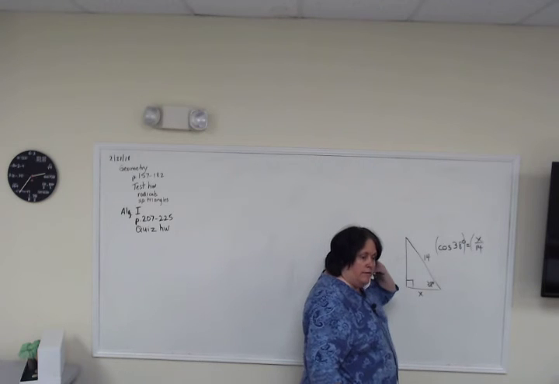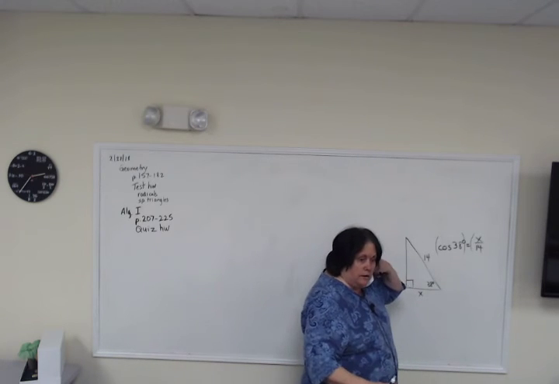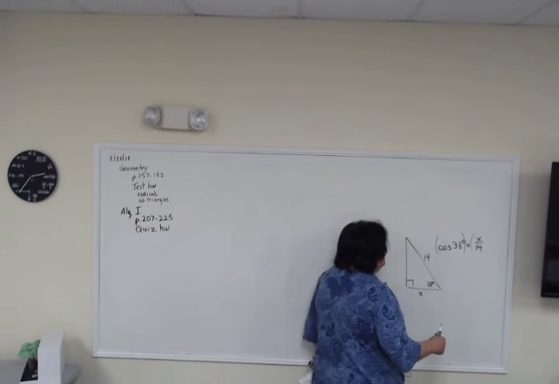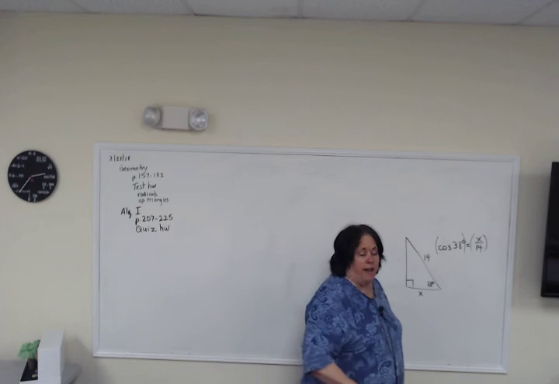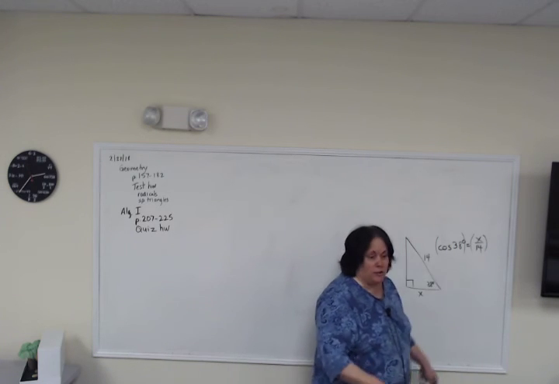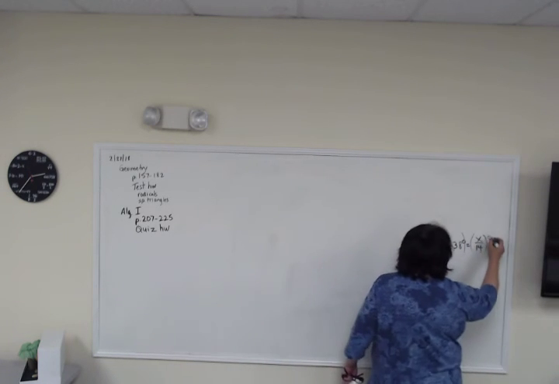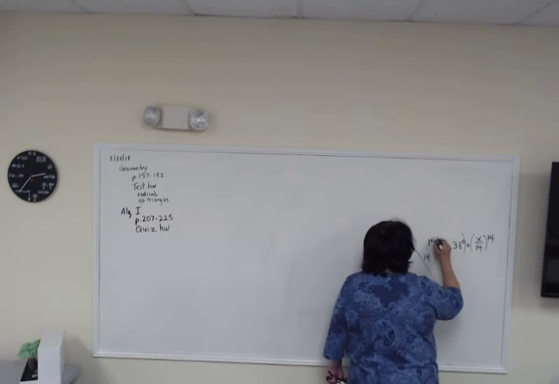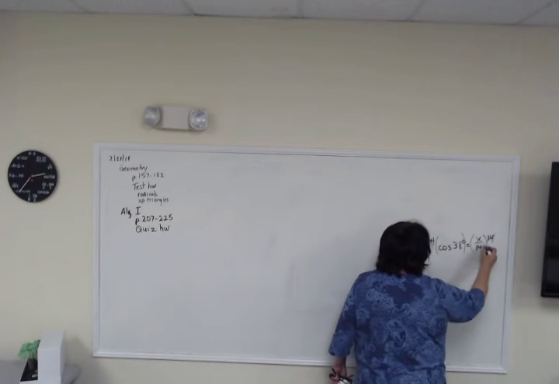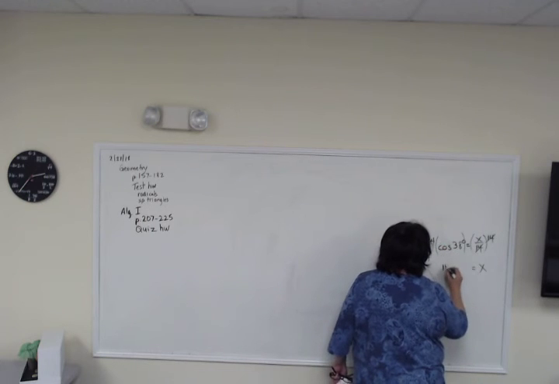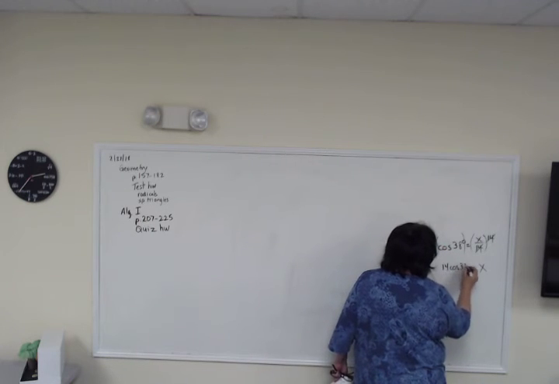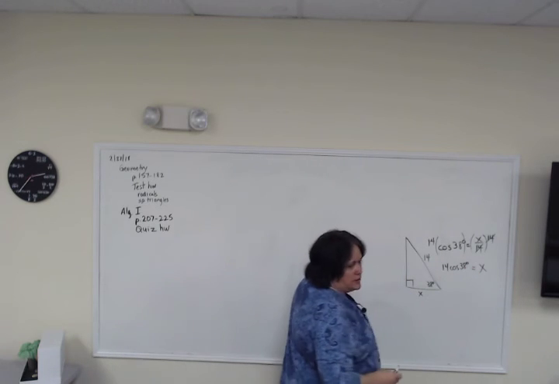Do you divide cosine by 14? No, you can't just do that. But look, how do you get rid of the 14? You multiply both sides by 14, right? Because this cancels this out, leaving me with x alone, and you have 14 times cosine of 38 degrees.